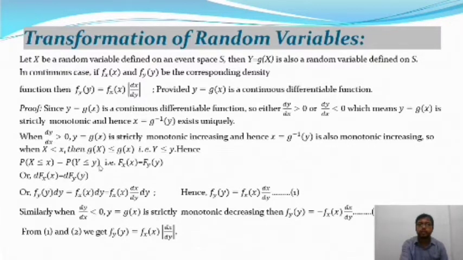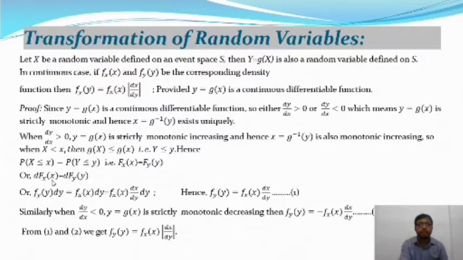Okay, so that is Fx(x) = Fy(y). So Fx(x) and Fy(y) both are the distribution functions of x and y. Now we differentiate on both sides, and we will get dFx(x) = dFy(y). From this we will get dFy(y), which gives fy(y) dy, and dFx(x), which gives fx(x) dx.